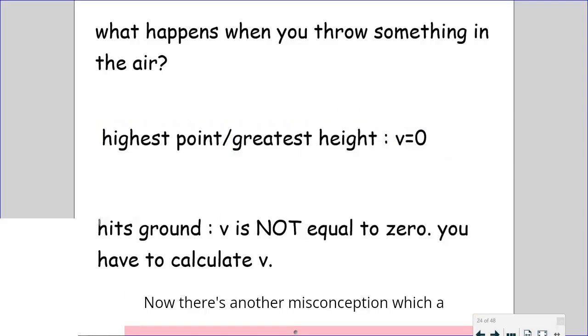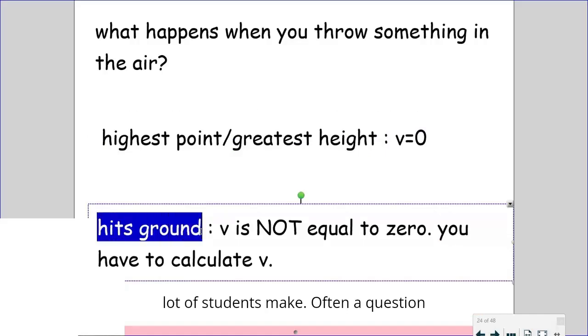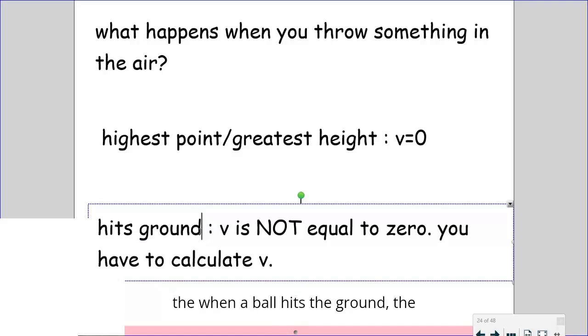Now, there's another misconception which a lot of students make. Often a question will say, find the time that an object hits the ground. So you throw something in the air, it comes down, and then it hits the ground. A lot of students think that when a ball hits the ground, the speed is 0. Now, this is not actually true, right? Because the ball is traveling at a pace. So the moment it hits the ground, it's not suddenly gonna stop. The speed will not suddenly change to 0. Usually, it will either bounce or it will take 1 or 2 seconds for it to come to rest or the speed to come to 0.